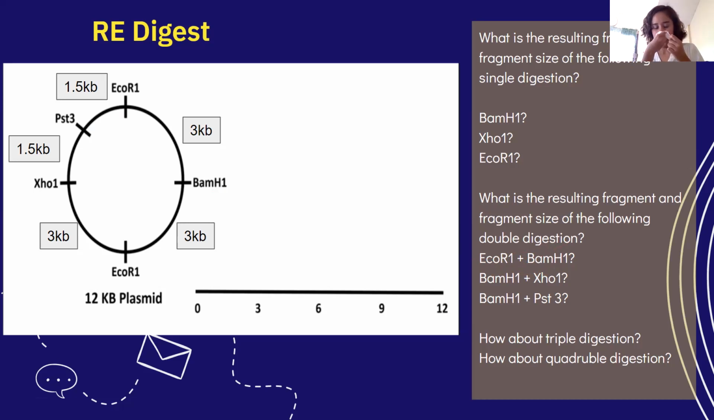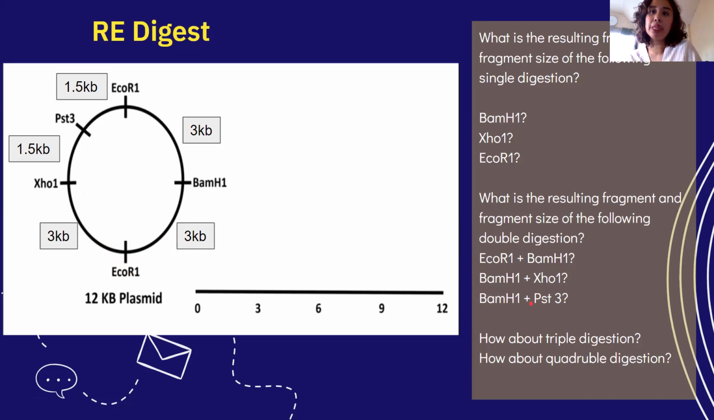Okay? So, next, BamHI and XhoI. Dalawa lang yung restriction sites, tag-isa sila. So, dalawa yung fragment. So, ang resulting fragments, 6 kb and another 6 kb. Tama. Next, paano pag pinaghalo?